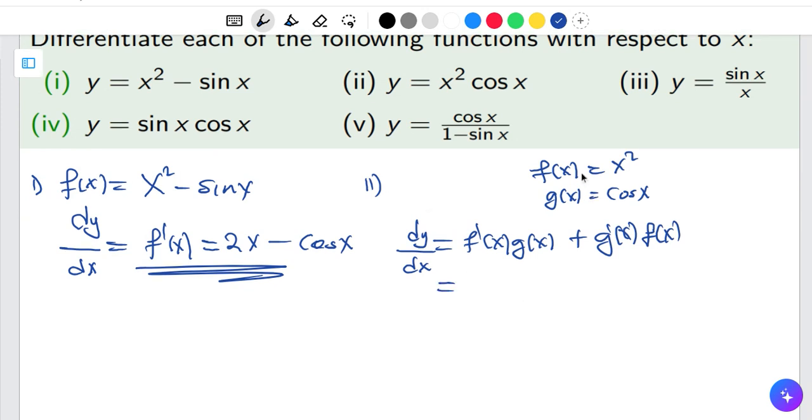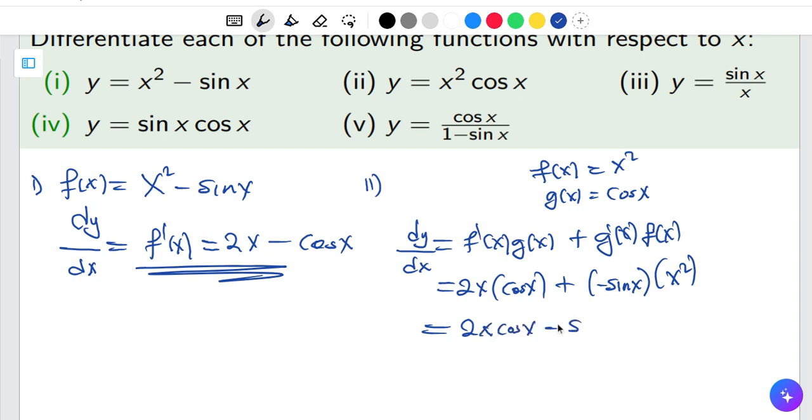So the derivative of f, which is x squared, we are going to have 2x, then multiply by g, which is cos x, then plus the derivative of cosine, which is negative sine x, then multiply by the function of f, which is just x squared. So what do we have? We have 2x cos x minus x squared sine x. From there we are done with the second part.